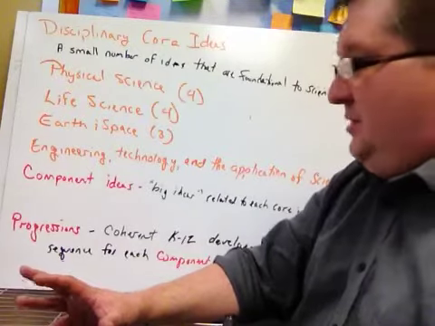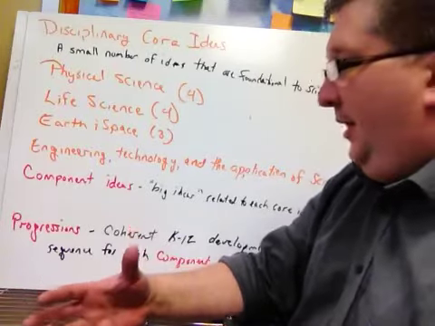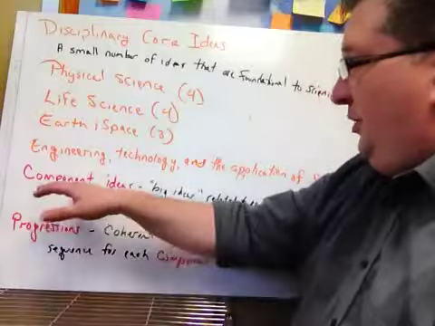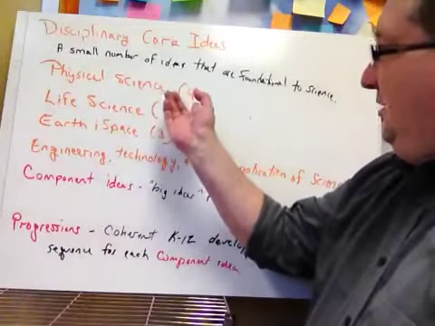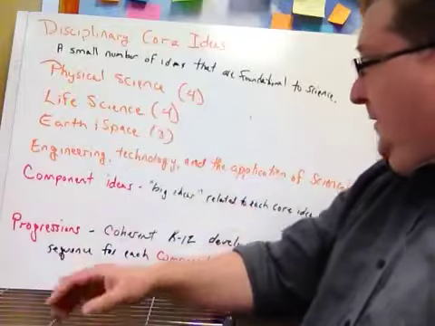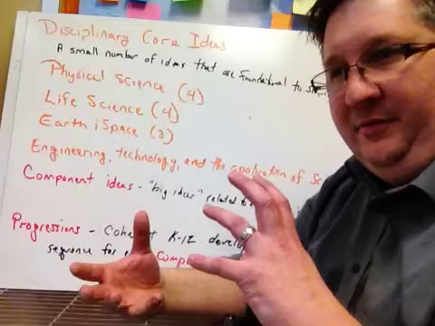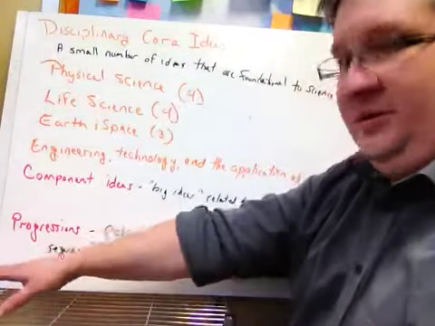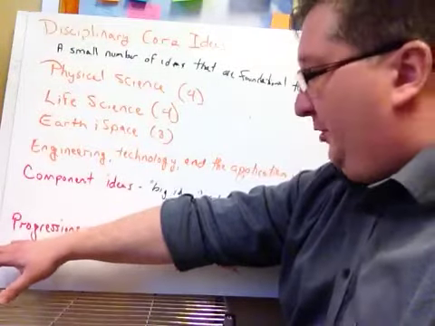As you look at the core ideas, they're given some depth by identifying component ideas. Component ideas are, again, big ideas that are related to each of these core ideas, and really give depth to these core ideas. Finally, as you think about disciplinary core ideas, we introduce the idea of learning progressions.